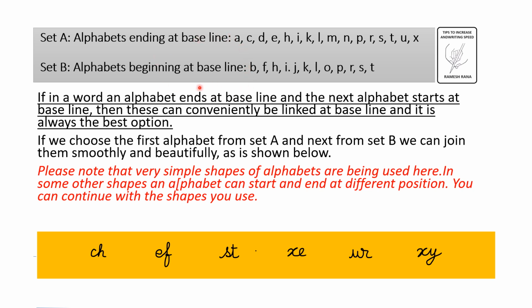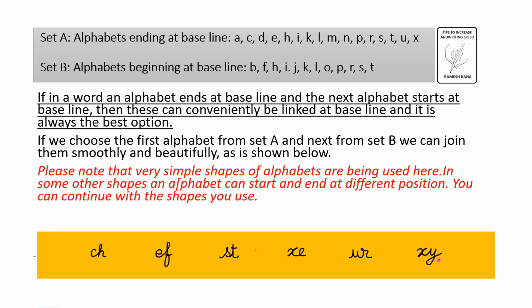Same way, if we choose the first alphabet from set A and the next alphabet from set B, we can join them smoothly and beautifully. You can see the example. C ends at baseline. H starts from the baseline, so CH can be written like this. They can be easily interlinked. Similarly, E ends at the baseline and F starts from the baseline, so they are connected. So on, even X, Y: X ends at the baseline, Y can be started from the baseline, and we can connect them.